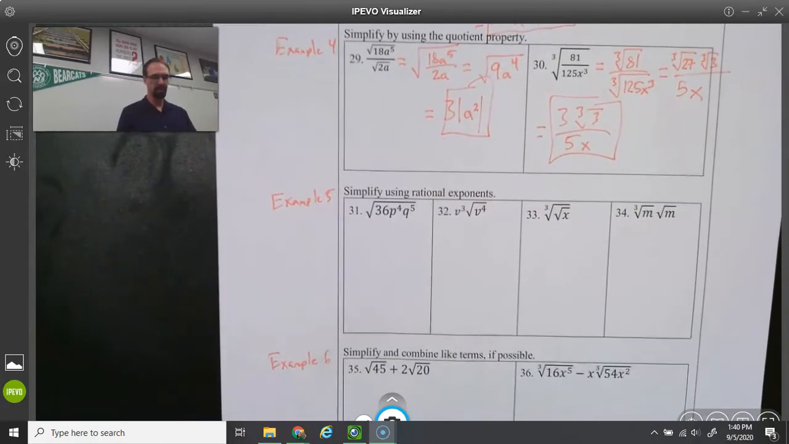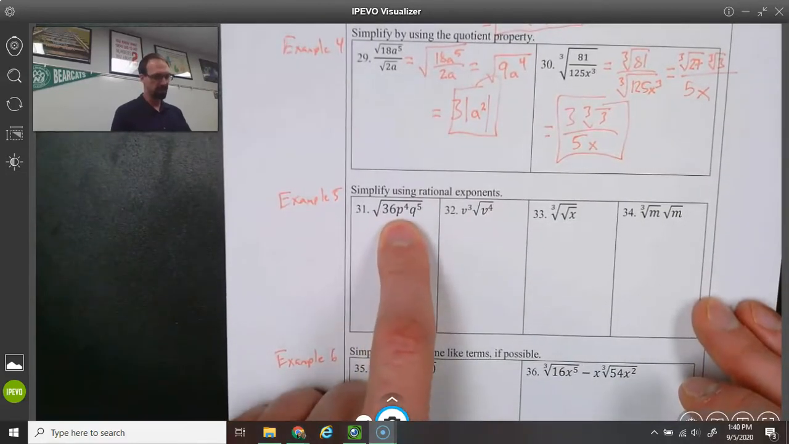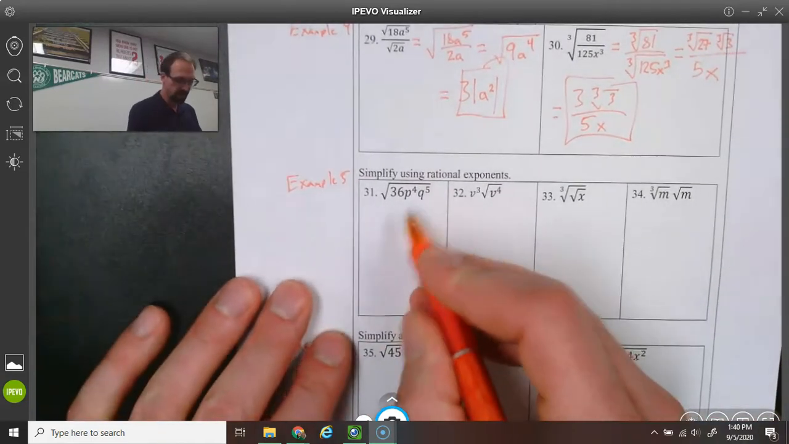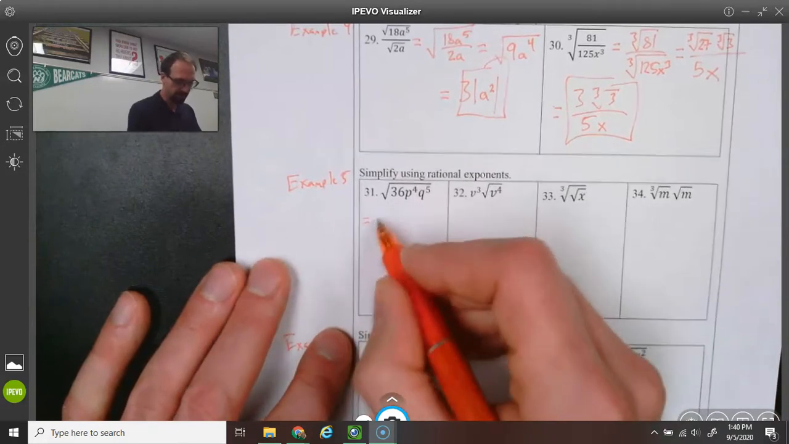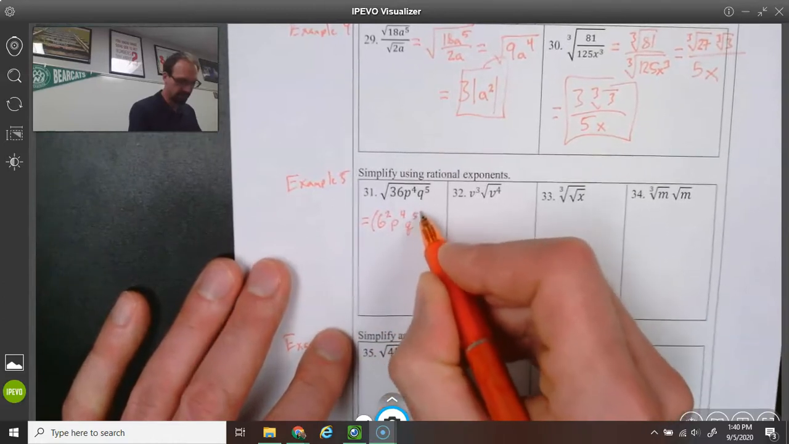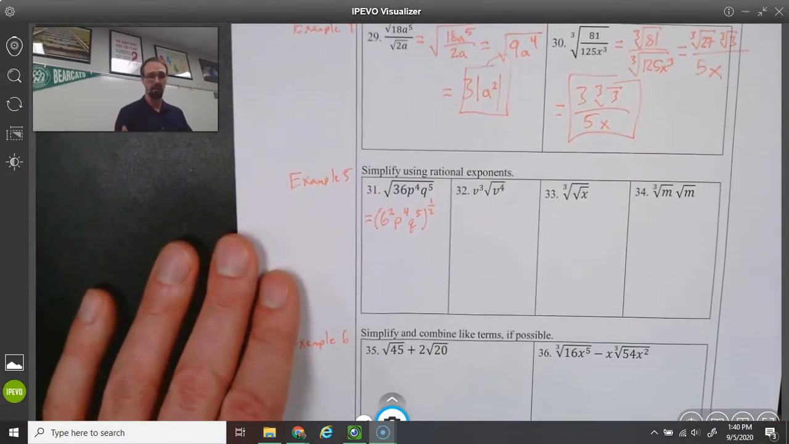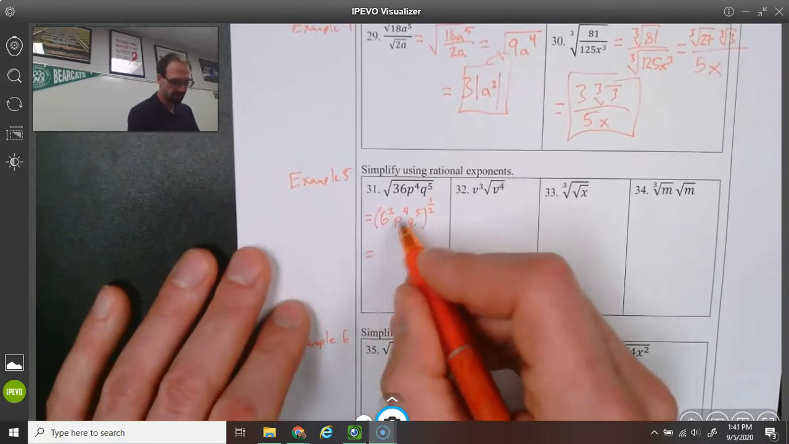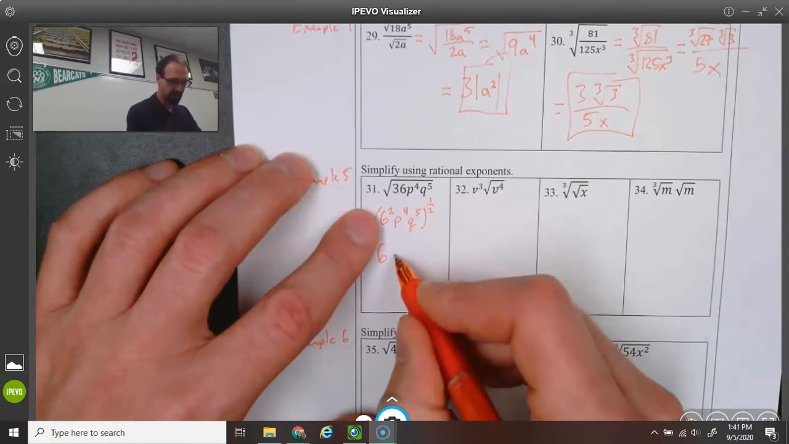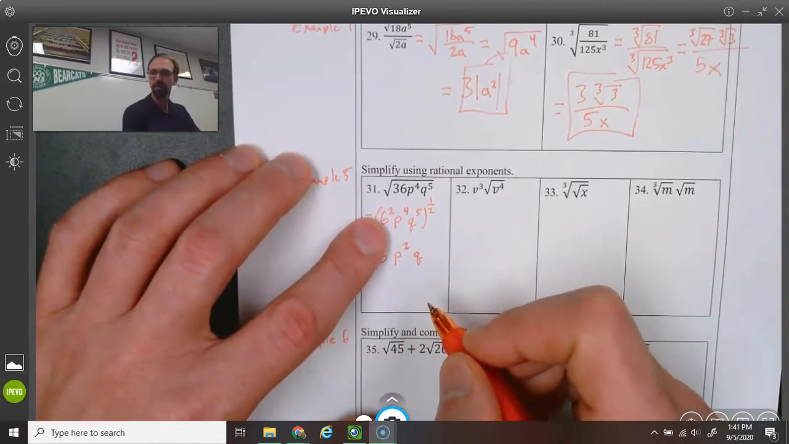Then the next part, simplifying using rational exponents. What I have here is the square root of 36p to the 4th q to the 5th. I can take each of these to the 1/2 power. I'm going to convert 36 to 6 squared, so I have 6 squared, p to the 4th, q to the 5th, and all of this is raised to the 1/2 power. I'm raising each of these to a power to a power, so I multiply through. 6 squared raised to the 1/2 is 6, p squared, and then q to the 5 halves.